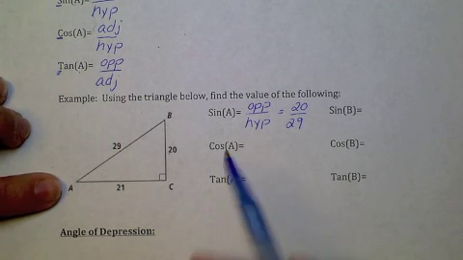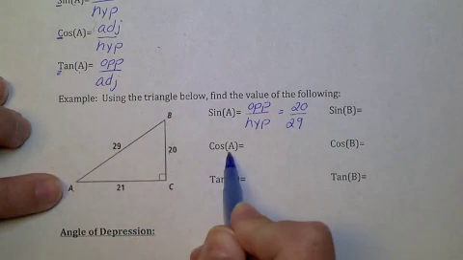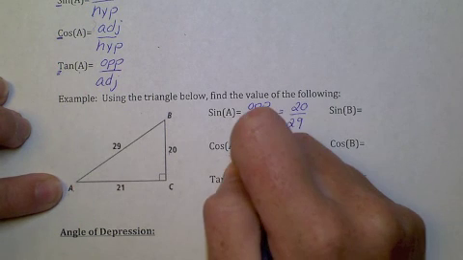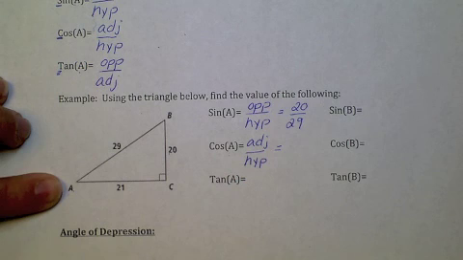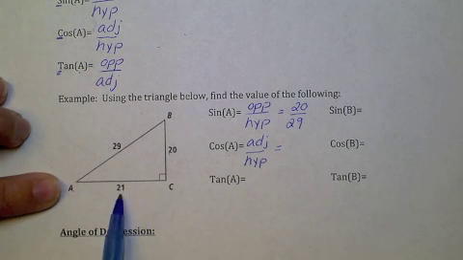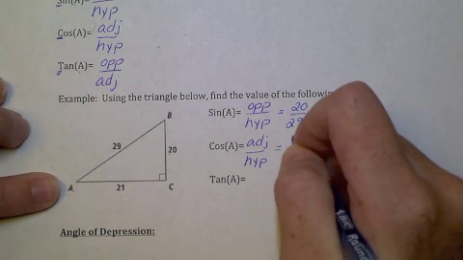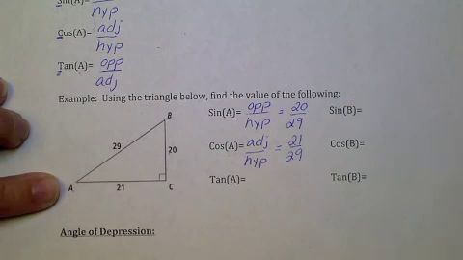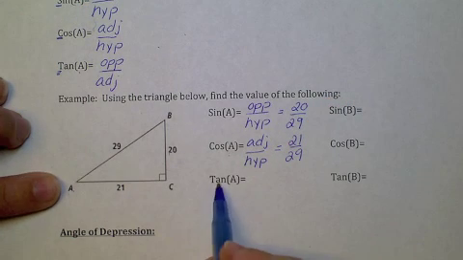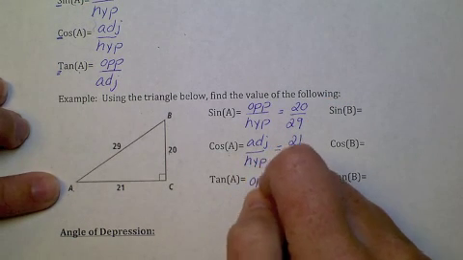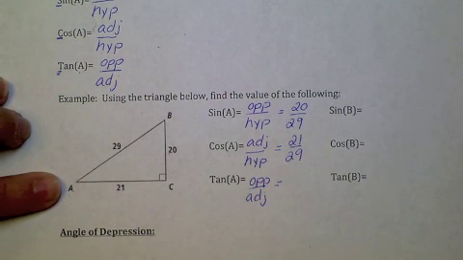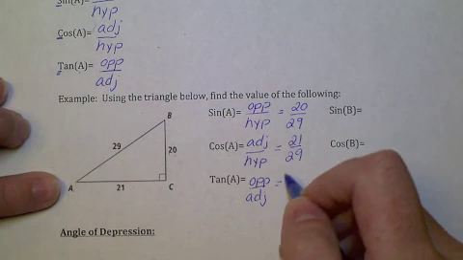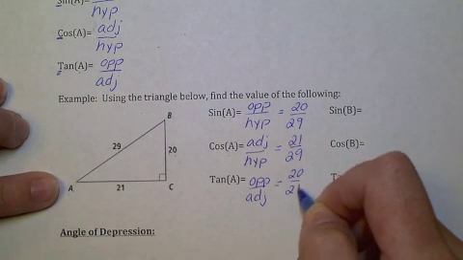Cosine of A, here's angle A. Cosine of A would be adjacent over hypotenuse. The adjacent side is 21. Hypotenuse is 29. Again, we can't reduce that. Tangent would be opposite over adjacent. Opposite is 20, adjacent is 21. And there you go.